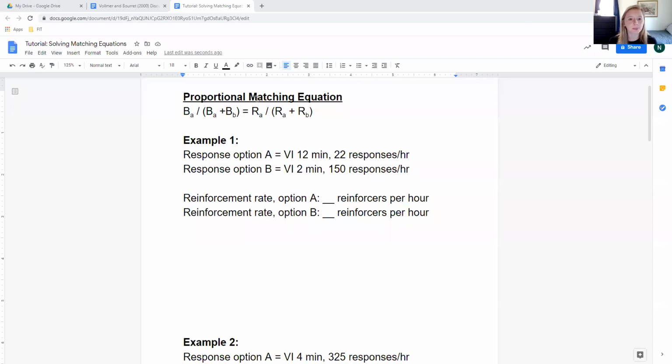Okay, so this morning I'm going to walk us through how to complete some matching law equations. Give me just a second and I will share my screen and we'll get started.